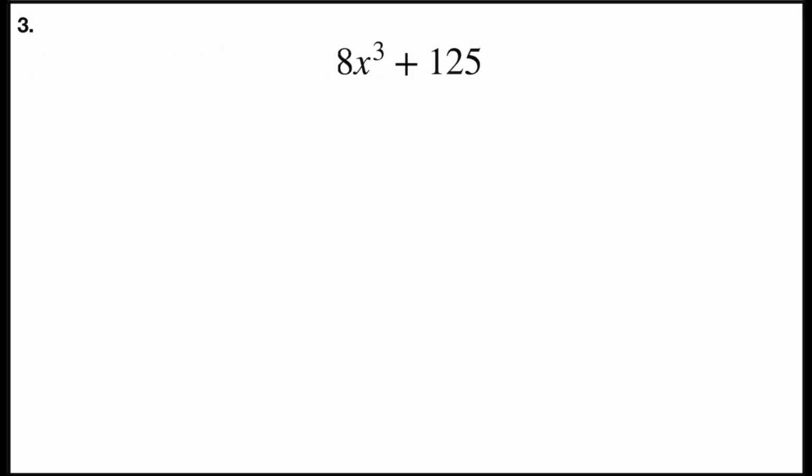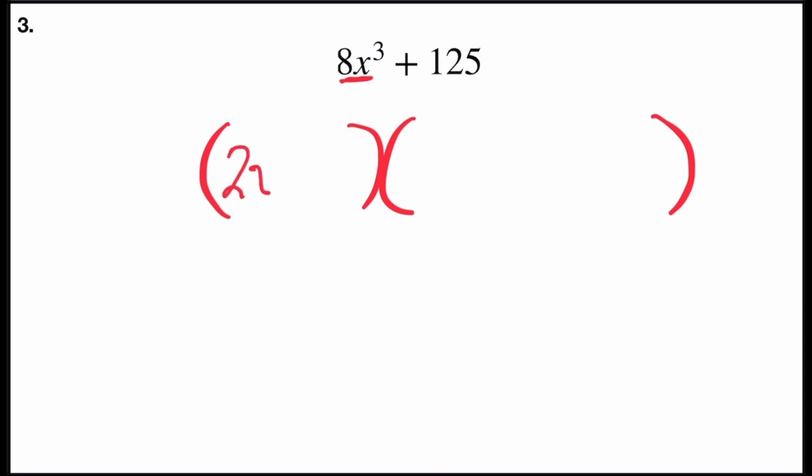Problem number 3 says 8x cubed plus 125. So here I have a sum of cubes. I know 8 and 125 are both cube numbers. So that's going to break into a binomial and a trinomial. So for the binomial, I'm going to take the cube root of 8x cubed. Well, the cube root of 8 is 2, and the cube root of x cubed is x. I'm going to keep the same sign, and the cube root of 125 is 5.